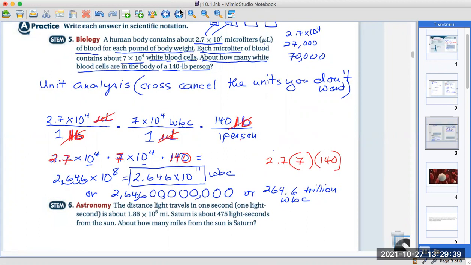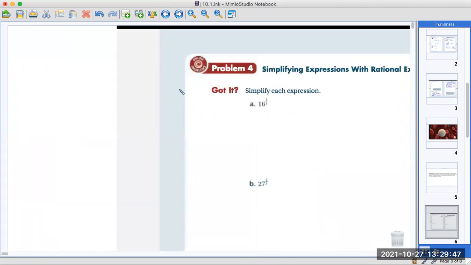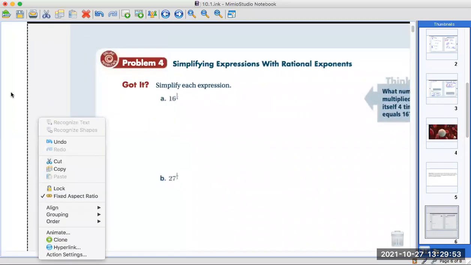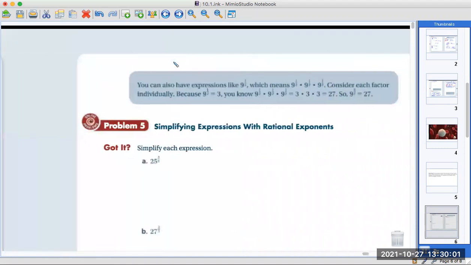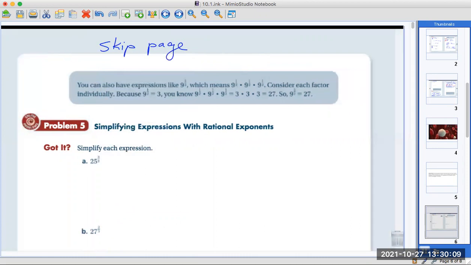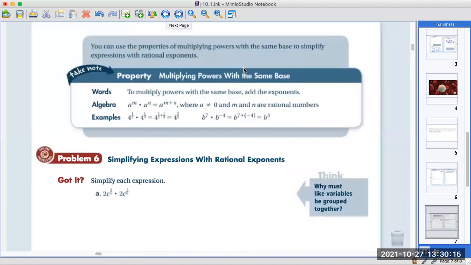All right, let's go on. I think we're skipping the next 2 pages. So put on top, skip page. And on the next one. And now I think the next one is already your homework. Oh, we have one more little thing.